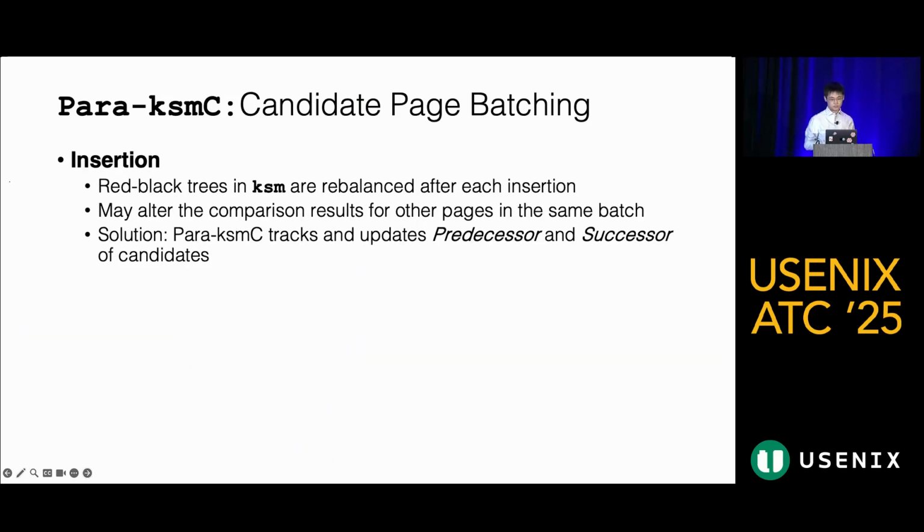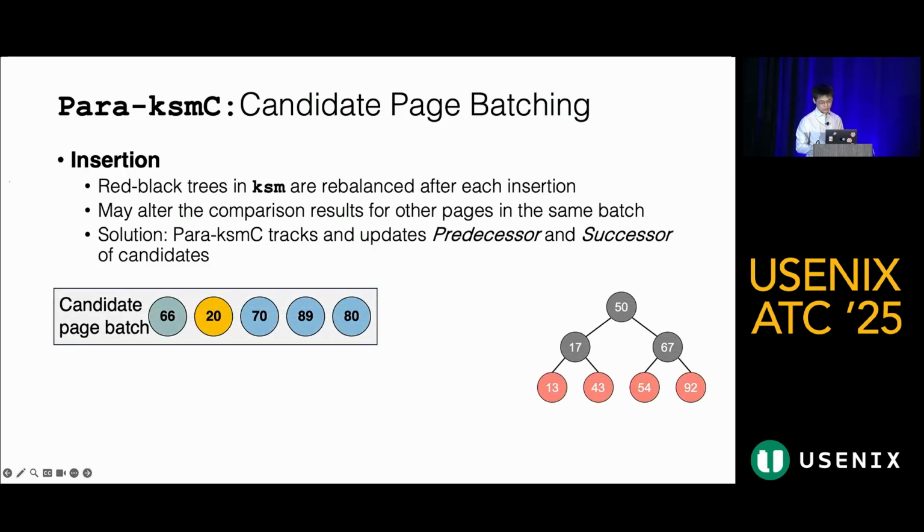However, batch insertion into the red-black trees is not trivial. The reason is that the red-black trees in KSM are rebalanced after each insertion, and these insertions can change the comparison results for the other pages in the batch. So our solution is to track and update the predecessor and successor of these candidates. The predecessor is defined as the largest page which is smaller than the candidate page, while the successor is the smallest one which is larger than the candidate page.